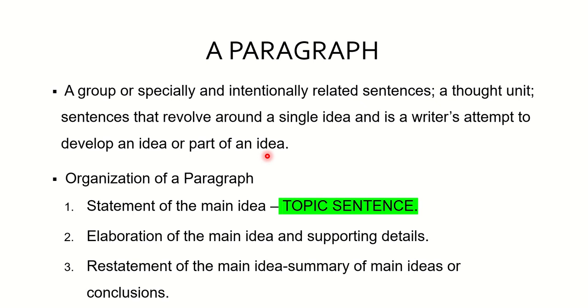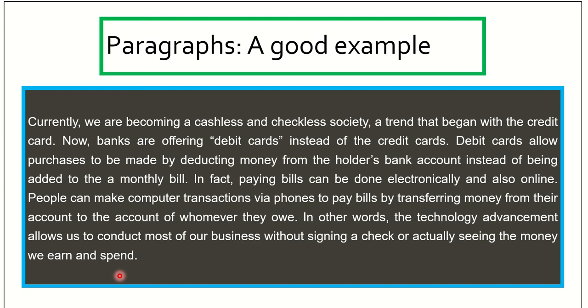The first one is the topic sentence. The second one is a couple of sentences as elaboration of the main idea, as well as the supporting sentences, supporting details. Last but not least is the restatement of your topic sentence, the concluding sentence, we call it. Yeah, this one. The third one is the concluding sentence.